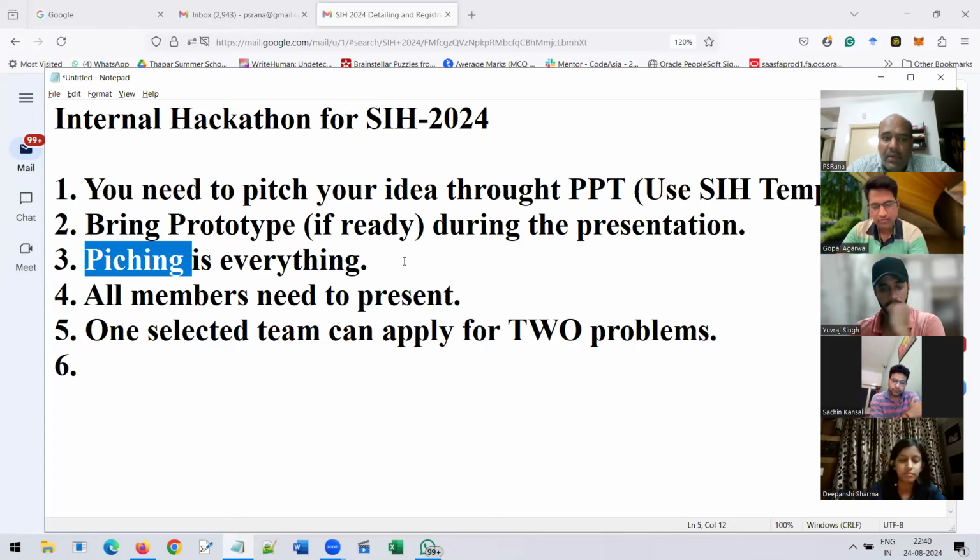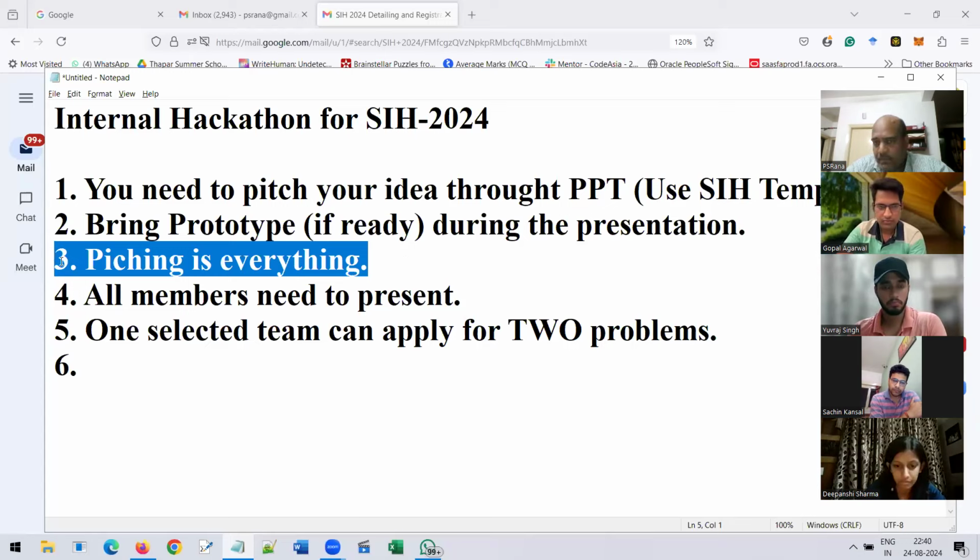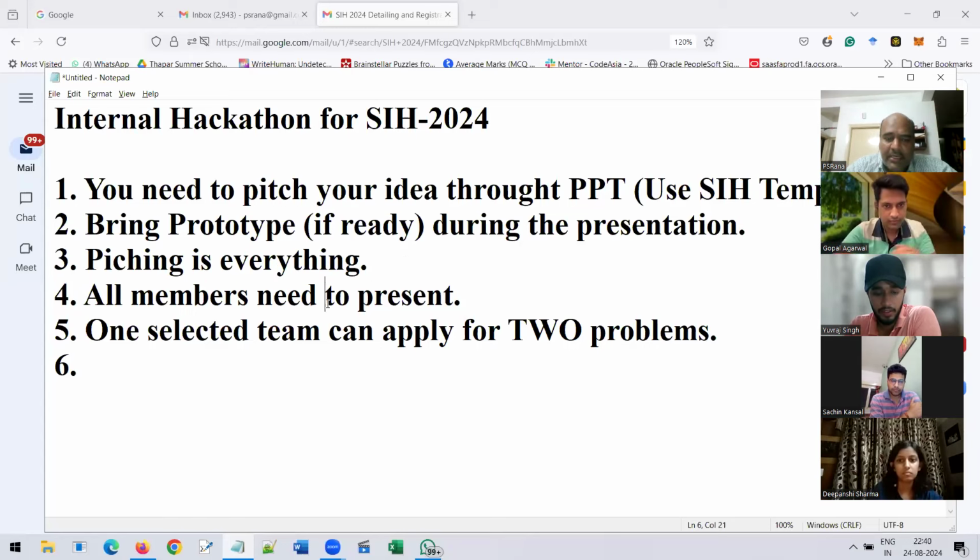And pitching is everything, because everyone watches Shark Tank, so the game is pitching. You need to pitch your idea very well during the internal hackathon. So we will take care of your experience, your pitching level, your team grouping. That is what we are going to judge. And during the presentation, we expect all members to be present. If one or two are missing, no issues, but try that all of you are present.